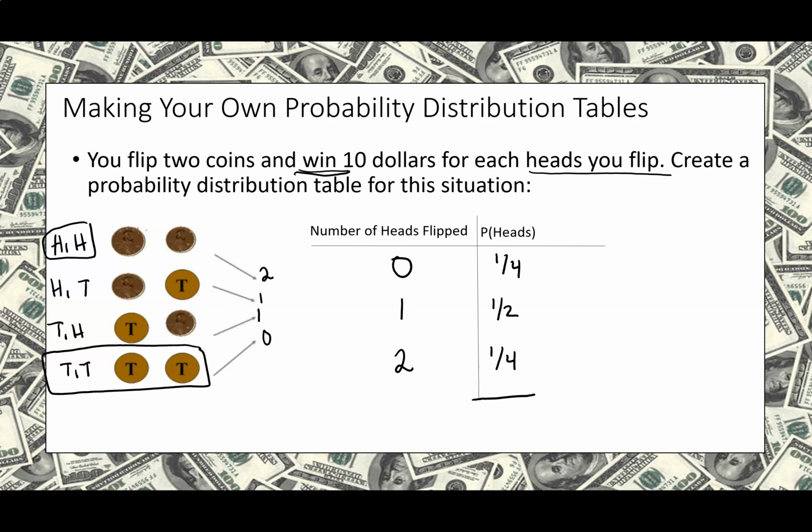Now, what do you notice about these probabilities if you were to add them up? You should get 1. And you don't need to put that in your probability distribution table, but that's a really nice way to check your work.